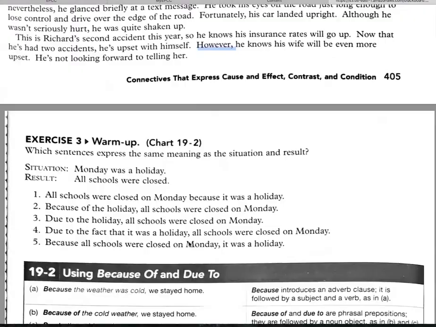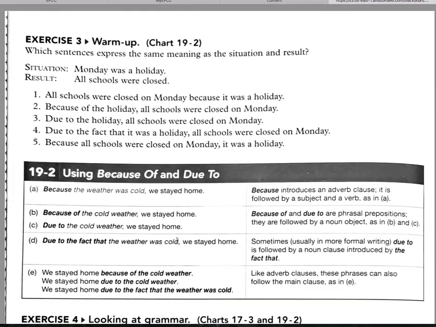If you'll please turn to the next page. In exercise 3, it says, which sentences express the same meaning as the situation and result? Here's the situation, ladies and gentlemen. Monday was a holiday. Okay? The result, all schools were closed. So which sentences have the same meaning? 1, 2, 3, 4, or 5? Go ahead and circle the number of the sentences that have the same meaning as the situation and the result.